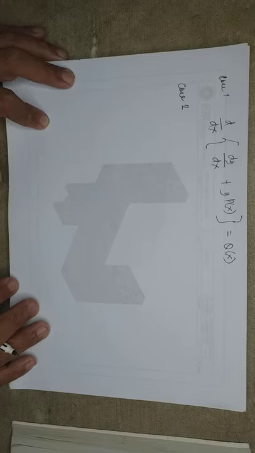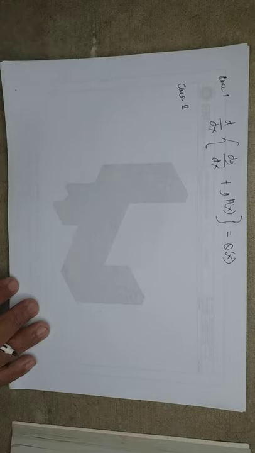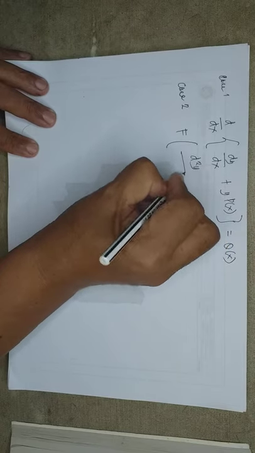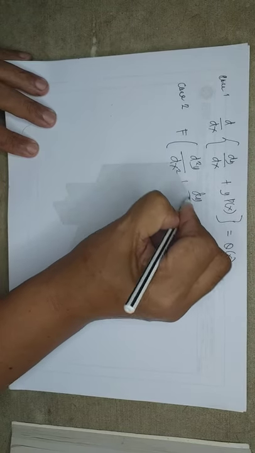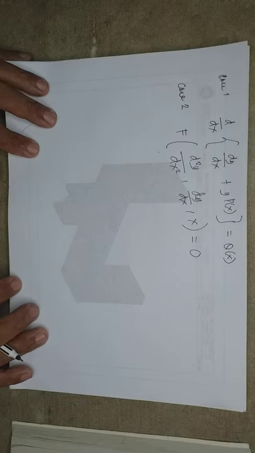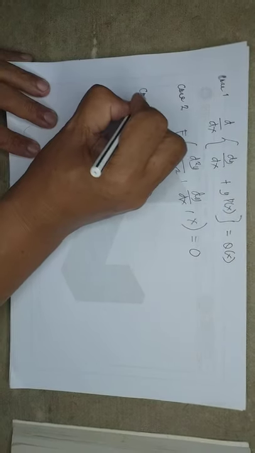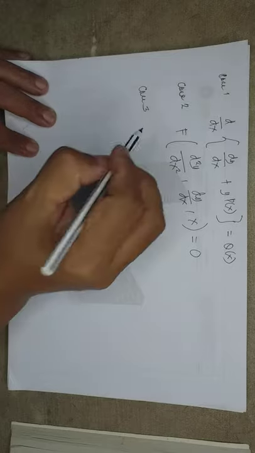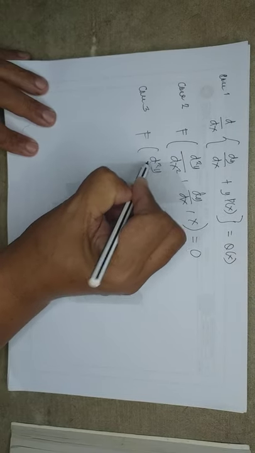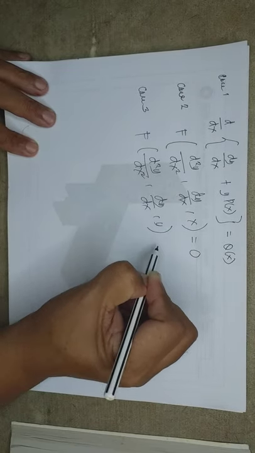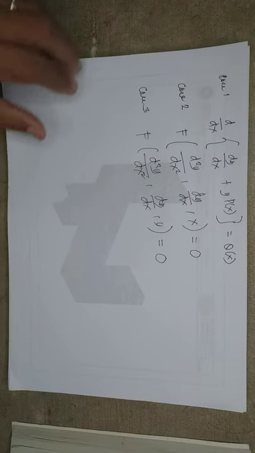Case two is a second order differential equation with the variable y missing. Variable y missing, that is f of d square y over dx square, dy over dx, and x is equal to 0. Okay? And the third case, we have a second order differential equation with the variable x missing this time. So this is in the form of f of d square y over dx square, dy over dx, and y is equal to 0. So these are the three cases.